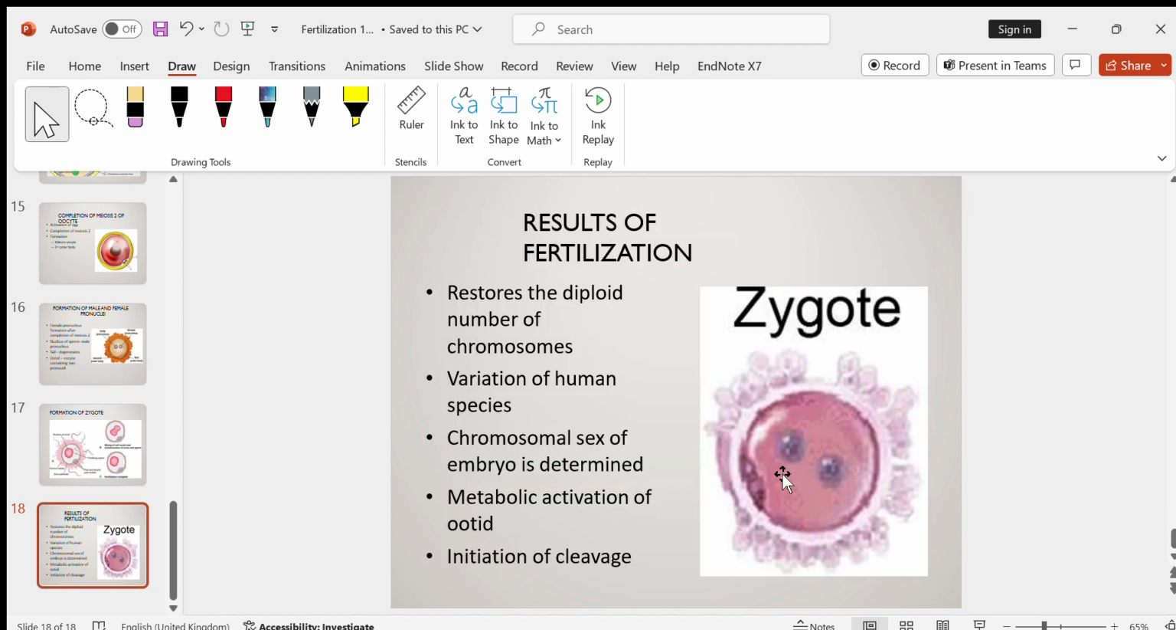So the results of fertilization are varied. It restores the diploid number of chromosomes and brings variation to the human species. The chromosomal sex of the embryo is determined at this time. Metabolic activation of the ootid occurs, and finally initiation of cleavage happens. So this is all about fertilization.